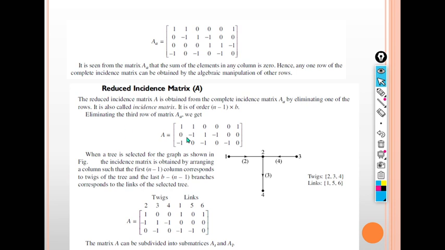Now, you can rearrange this matrix. If I subdivide it in this way, A contains AT, which is the twig part, and AL, which is the link part. You can see a 3 by 3 matrix and a 3 by 3 matrix. So, we can write A as AT and AL, where AT is the twig matrix and AL is the link matrix, and these are the submatrices of the reduced incidence matrix A.